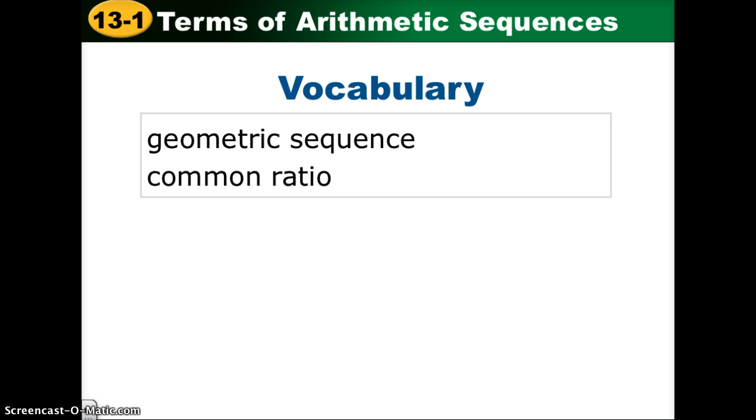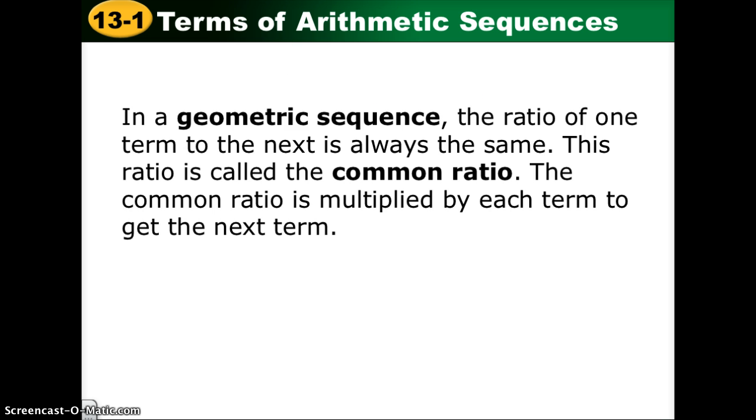Let's look at a second kind of sequence, geometric. In a geometric sequence, the ratio of one term to the next is always the same. This ratio is called the common ratio. The common ratio is multiplied by each term to get the next term. So you can see our vocabulary fits in exactly like it should. Common difference is when we are adding and subtracting numbers. Common ratio is when we are multiplying or dividing.